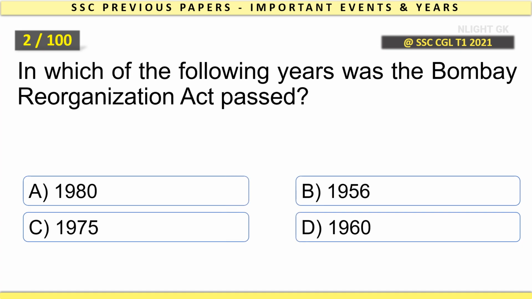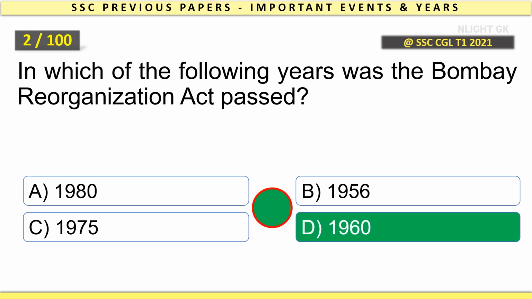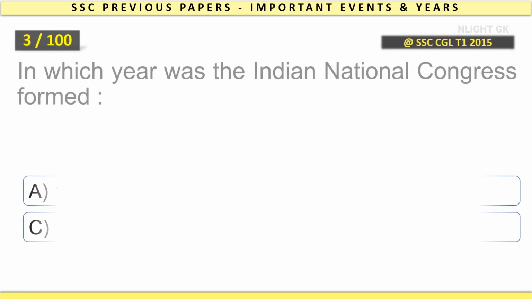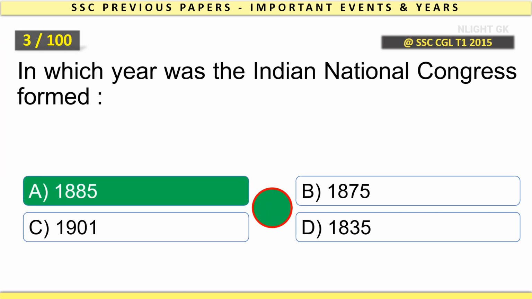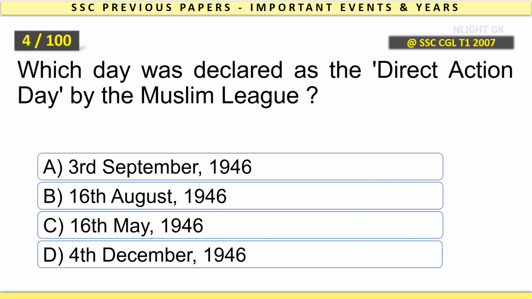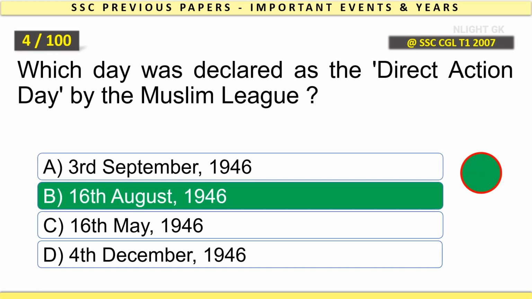In which of the following years was the Bombay Reorganization Act passed? In 1960. In which year was the Indian National Congress formed? In 1885. Which day was declared as the Direct Action Day by the Muslim League? August 16, 1946.